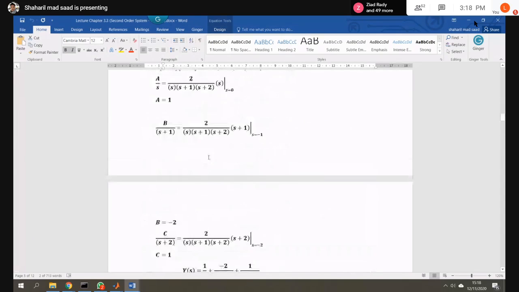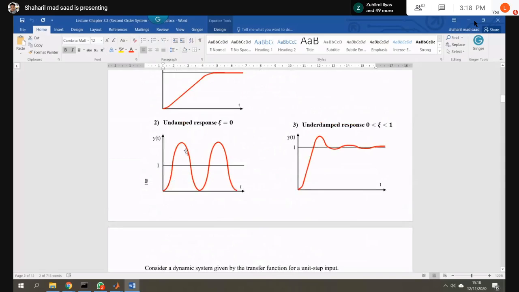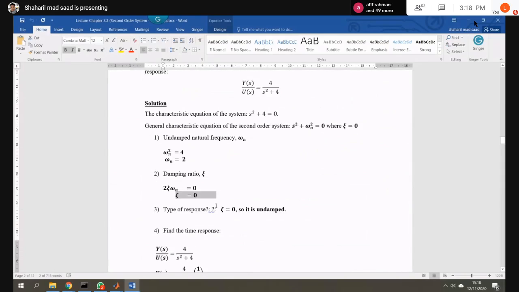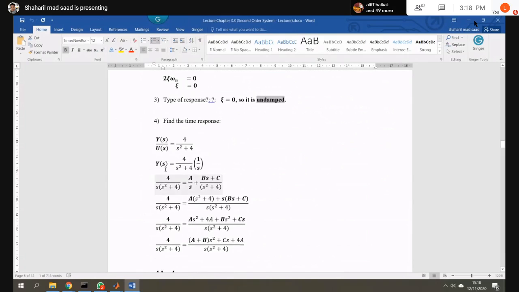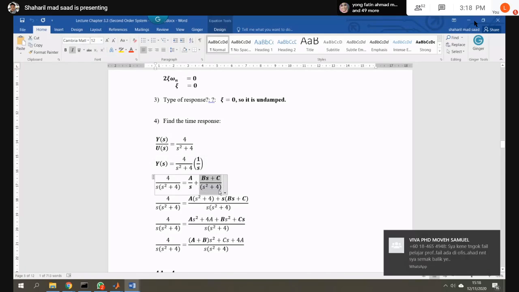So when the damping ratio is equal to 0, the graph will be like this one. That means there is no damper for that system, so we call it undamped. Then you can solve it by using partial fractions. This is the example. Because it is s squared plus 4, you need to do it like this.